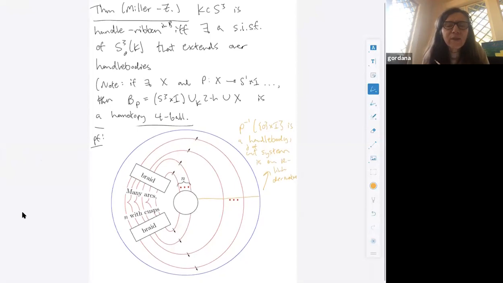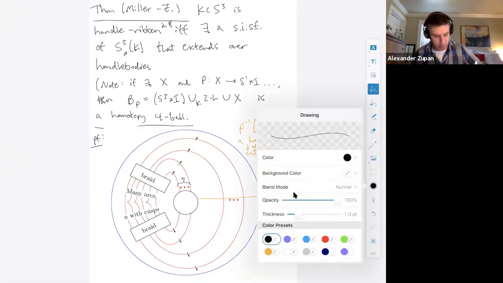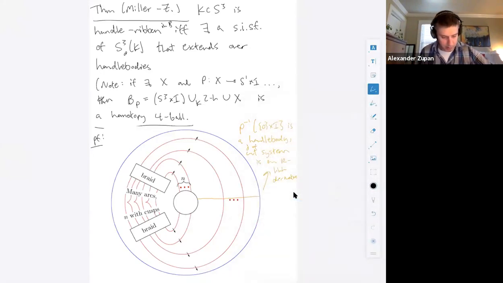Can you read that stuff in orange again? Yes. P inverse of 0 cross I is a handle body. The boundary of a cut system is an R-link derivative. So that's this direction.